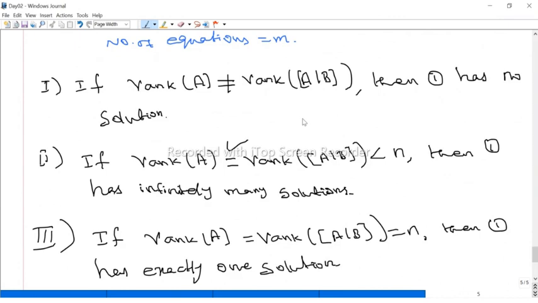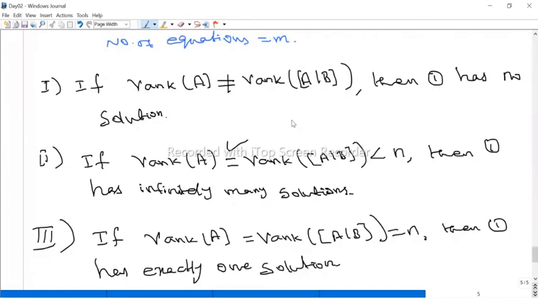So any doubt so far? If a system is given, and they ask whether the system contains a unique solution, infinitely many solutions, or exactly one solution, you have to check these conditions. If the rank of A and the rank of the augmented matrix are equal, then a solution exists. It is a unique solution if it is equal to n. If it is infinitely many solutions, it is less than n. Okay.